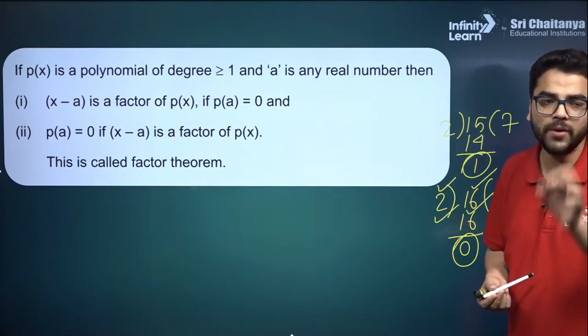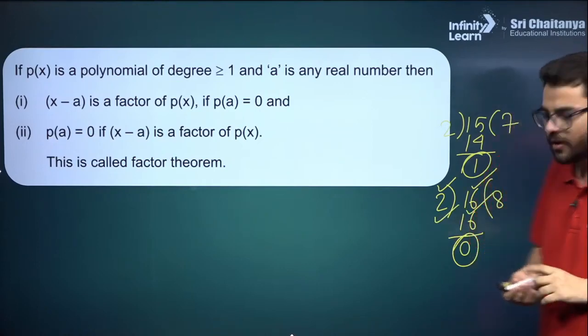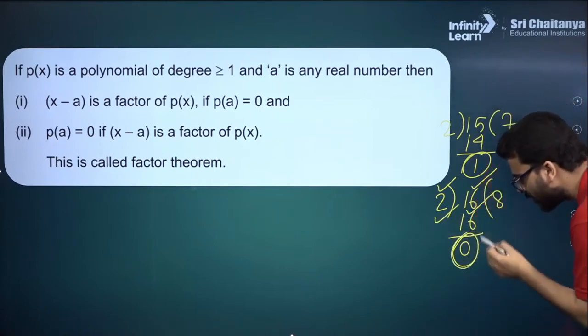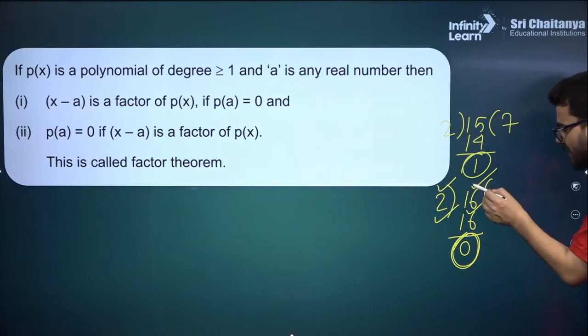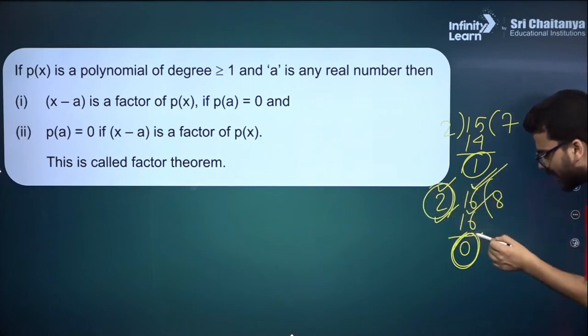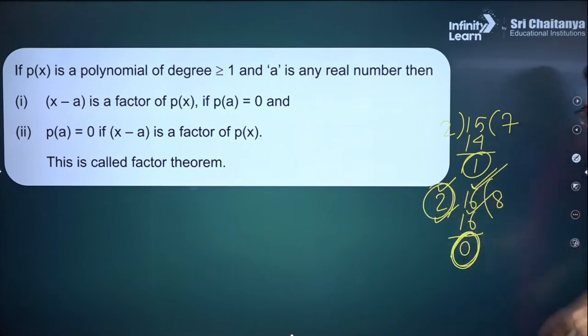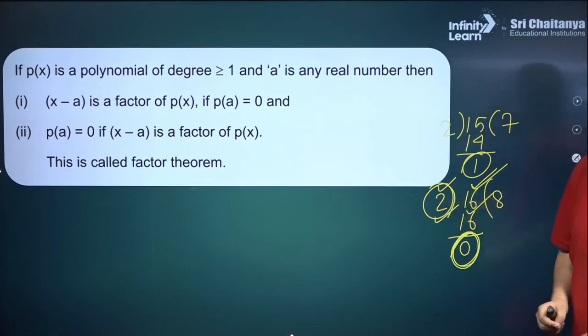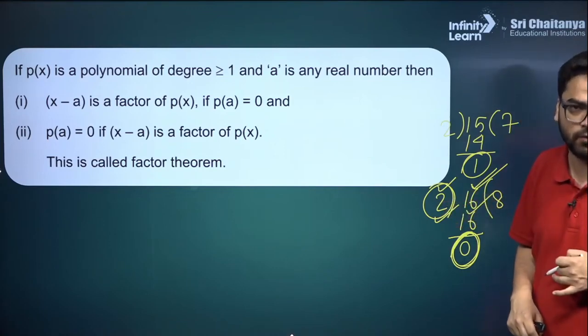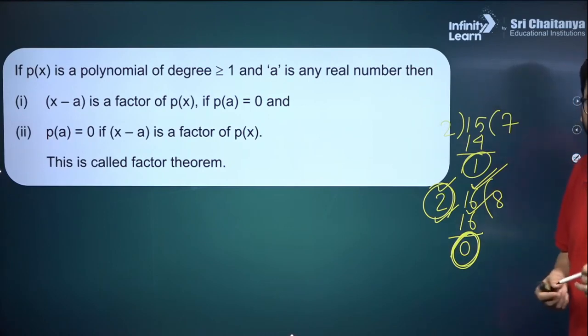We will say 2 is a factor of 16 because we are getting remainder equal to 0. Is that correct, guys? If I divide 16 by 2, the remainder is coming out to be 0. Therefore, I will say 2 is a factor of 16, or you can say 16 is a multiple of 2. That is the definition of factors and multiples, right?